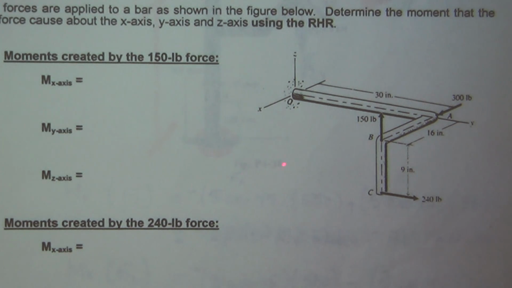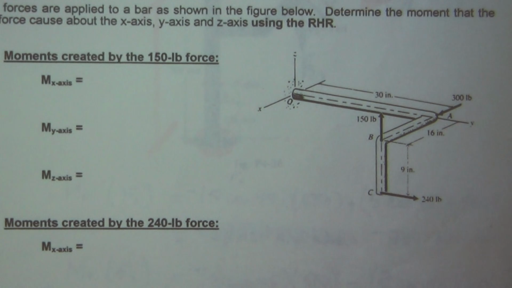So this is the left side of my isometric. When I look at it this way, I'm looking at it as a front view, and if I'm looking at it from over here, it's the right side view. I'm only concerned right now with the 150-pound force in the x-axis. So I'm really trying to reduce this in my head, even though it's a 3D problem, to a 2D.